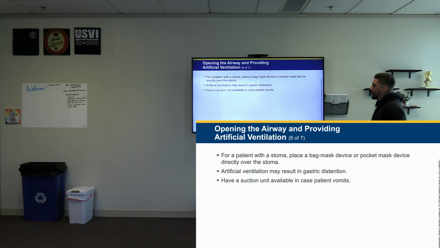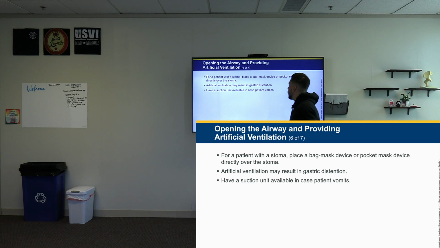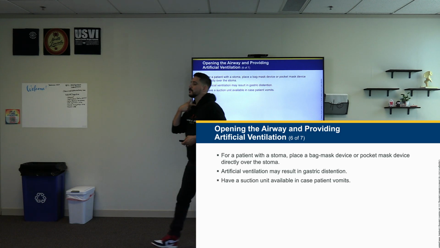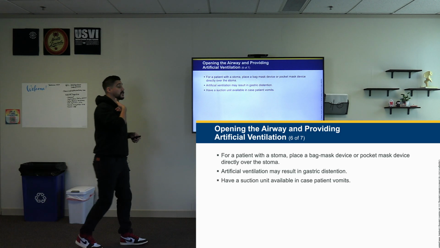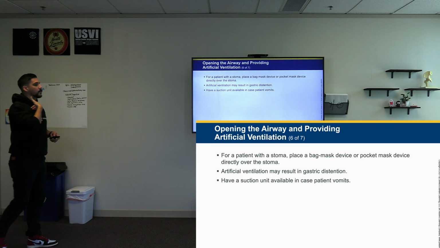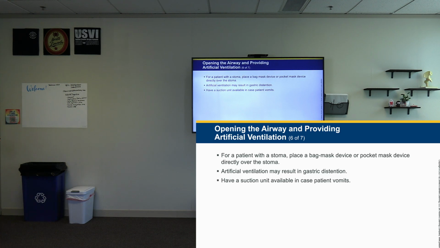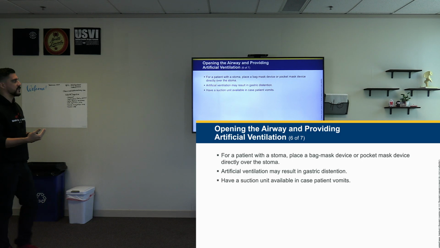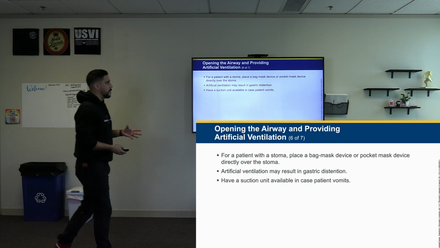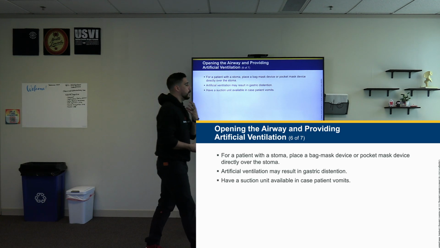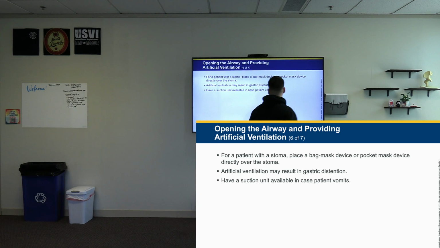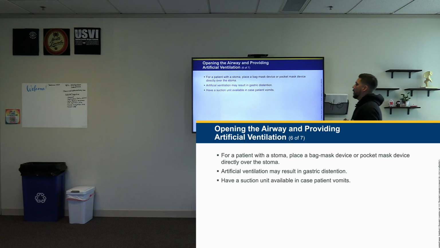For stomas, if a patient has a stoma, right? A stoma is a hole in the neck, typically from things like throat cancer, as an example. It's like when people who smoke for years and years, they can end up having this hole in their throat where they breathe through. If they have a stoma, we can use a BVM. We can put the mask directly over that hole, or if we have a pocket mask, depending on the situation, put it over the stoma.